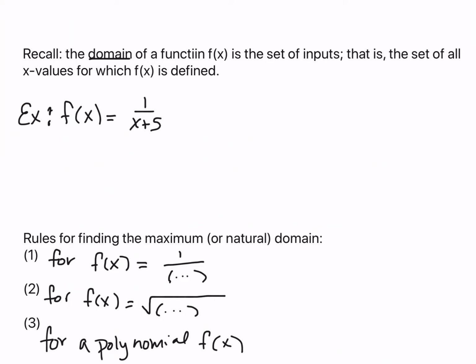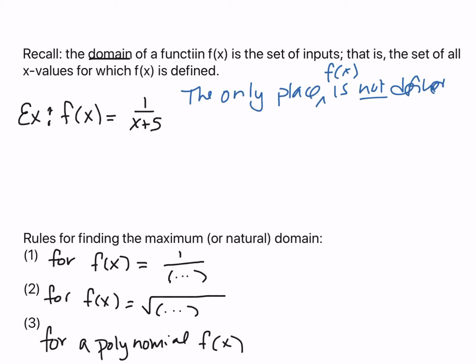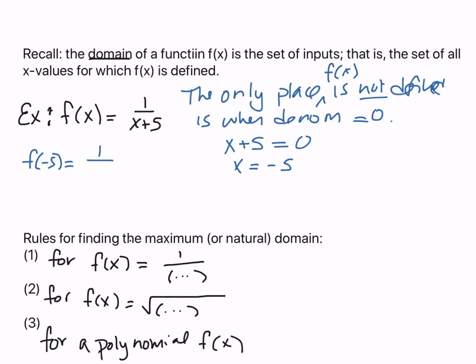So it seems like a lot of different values are going to be defined here. You can even plug in decimals or lots of different irrational numbers. This is still going to be defined, except the only place this is not defined is when the denominator is equal to 0. That is, when x plus 5, the denominator of our fraction, is equal to 0. Solving this for x gives us x equals negative 5. If I tried to plug it in, I'd have 1 over negative 5 plus 5, which is 1 over 0. And I know that that's undefined. That's not a real number. We can never divide by 0.